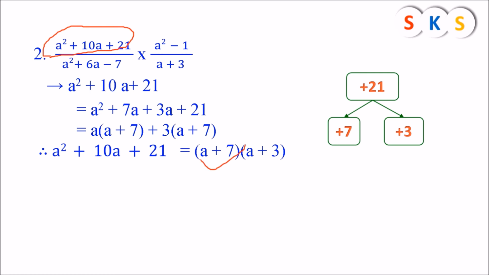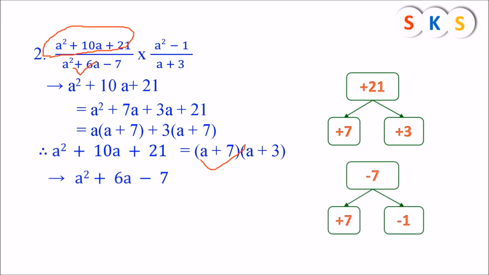Now we are going to factorize a square plus 6a minus 7 in the same way. Let's see how to factorize this. Now we are going to find out two numbers. When you multiply them, you should get minus 7, and the sum of those two numbers should be 6. So you can see here plus 7 and minus 1. If I multiply plus 7 with minus 1, I get minus 7. And when I add these two numbers, plus 7 minus 1, I get 6a. So I'm going to split 6a as 7a minus 1a.